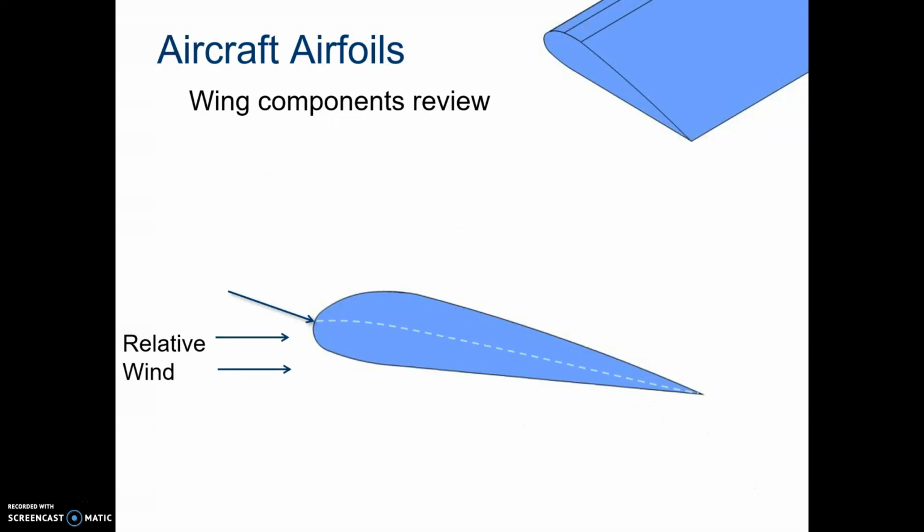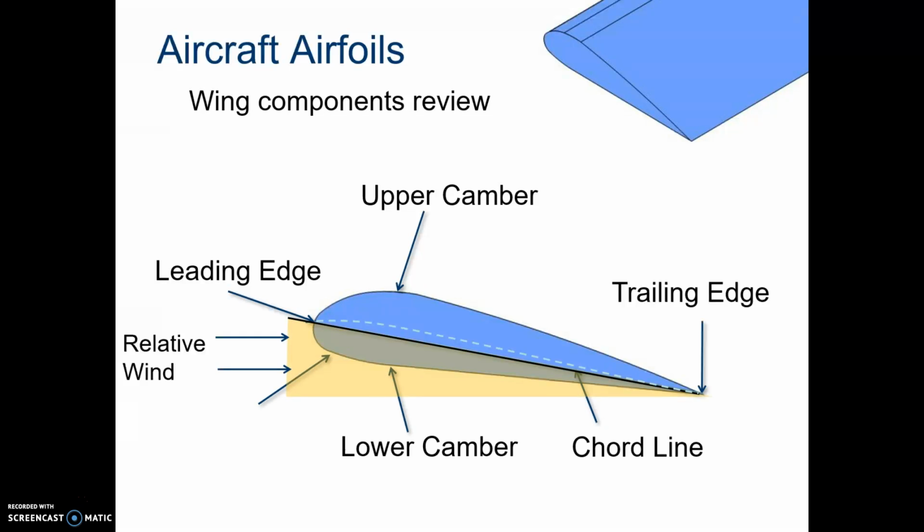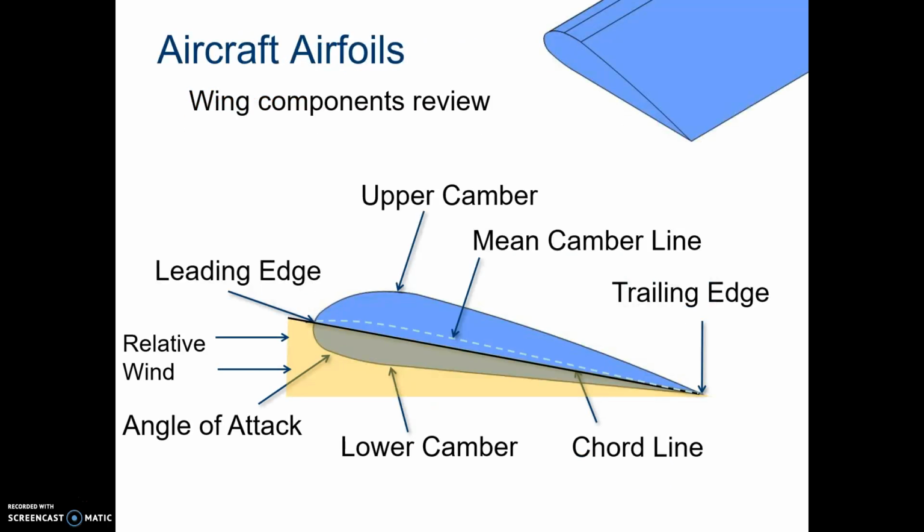Wing components review. You have relative wind hitting it, leading edge, upper camber, trailing edge. There's your chord line, that's the solid line. You have your lower camber, angle of attack. The dotted line is your mean camber line. So hopefully you have all those pieces labeled on your drawing.